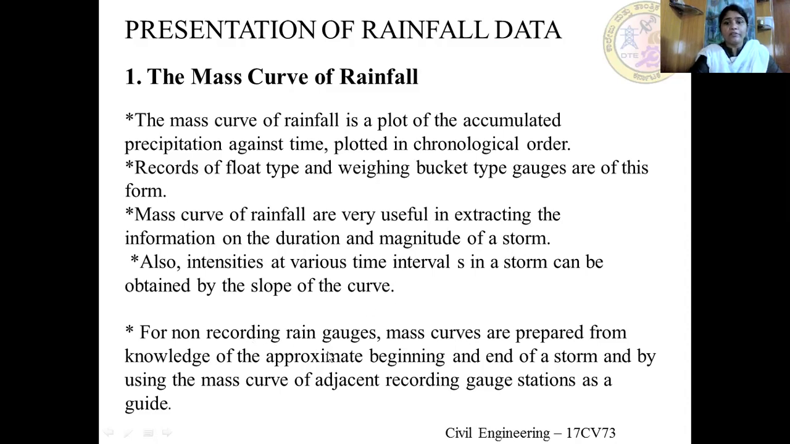For non-recording rain gauges, mass curves are prepared from the knowledge of the approximate beginning and end of the storm, and by using the mass curve of adjacent recording gauge stations as the guide. Because in non-recording rain gauges, a person goes and collects. So the approximate beginning and end has to be taken there and it will be drawn. But in recording gauges, since it records automatically, the start and end of the storm will be recorded automatically, and easily we can plot the graph and arrive at the mass curve, where the slope gives us the intensity of rainfall.